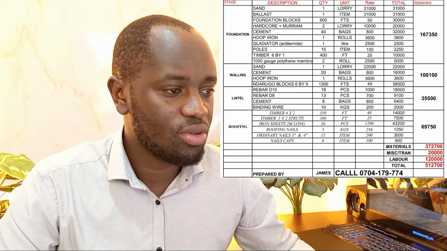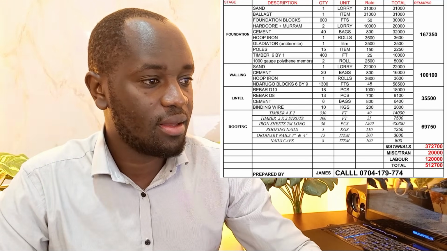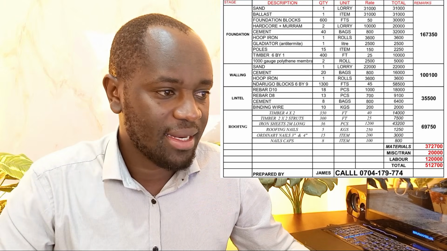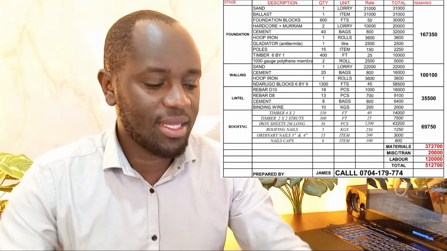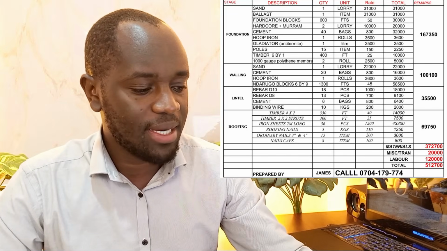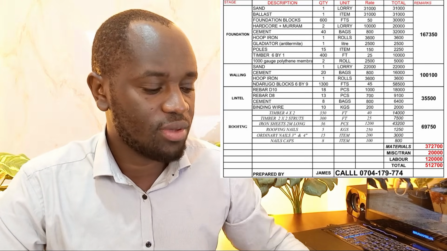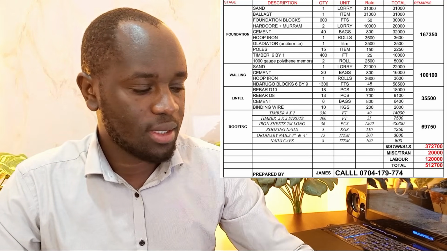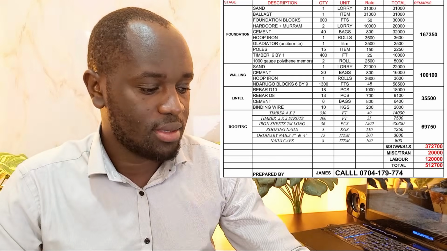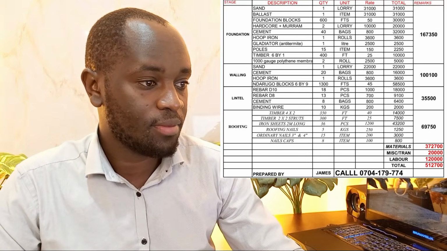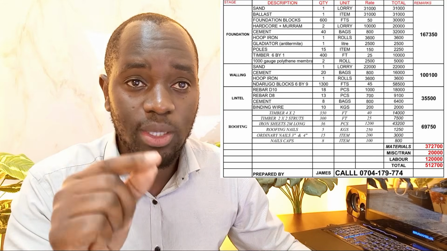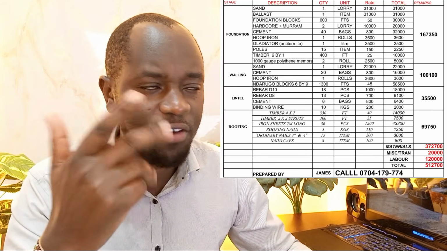So if you add a miscellaneous of 20,000, then you are going to have 392,700. Now, guys, if we take the labor to be 30% of the materials, you can multiply this by 0.3. You get the labor will be around 120,000. So 120,000 for that 2-bedroom, 50 meters squared.